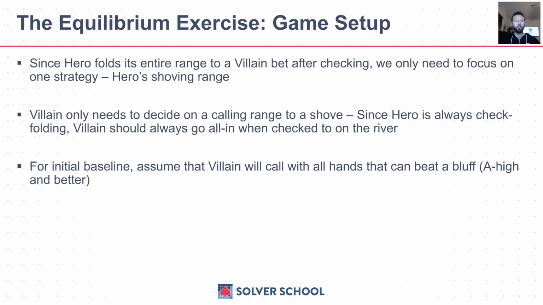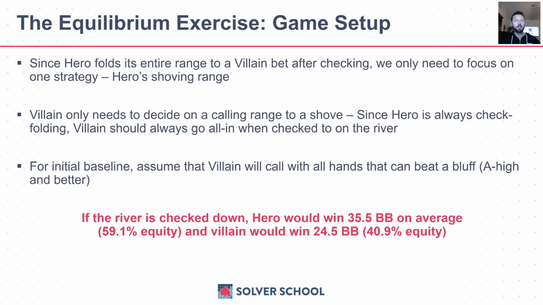And we'll say whether that's realistic or not, but that's the assumption that we're going to make: that villain is going to call with all hands that can beat a bluff, ace high or better. And again, it's important to note here that if the river's checked down, hero is going to win 35.5 big blinds on average, which is from that 59.1% equity, and villain is going to win 24.5 big blinds on average, which is the 40.9% equity.